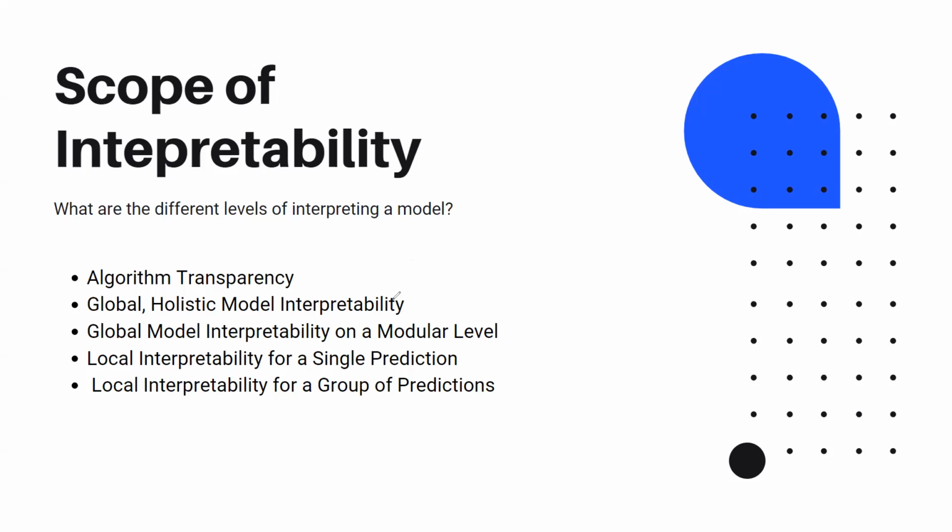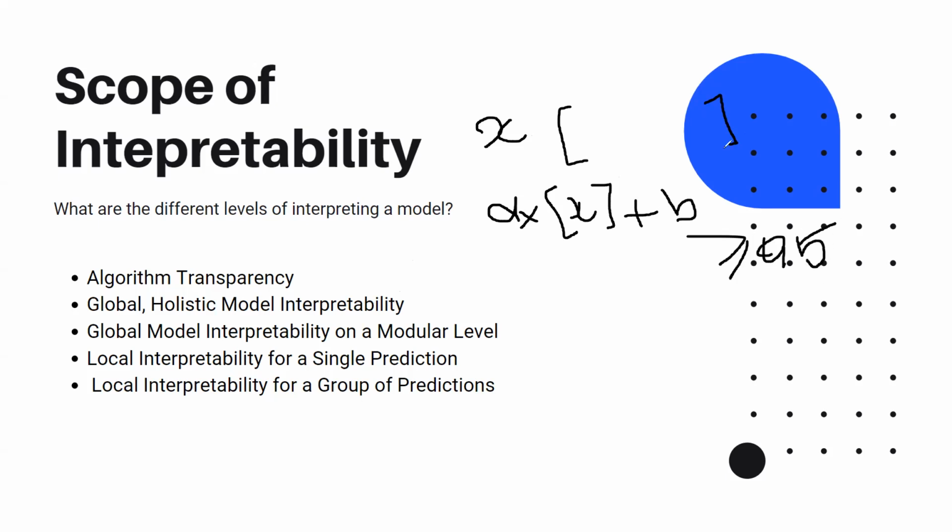Now, the second level of interpretability is called global and holistic model interpretability. In general, it means, how does the trained model make its predictions? So what we see is, for example, we take a certain x, which is a vector like this. We simply multiply it by a, and then we add b. If it's bigger than 0.5, we classify it as true. If it's smaller, we classify it as false. So this is global holistic model interpretability. Do we know how the trained model makes its predictions?